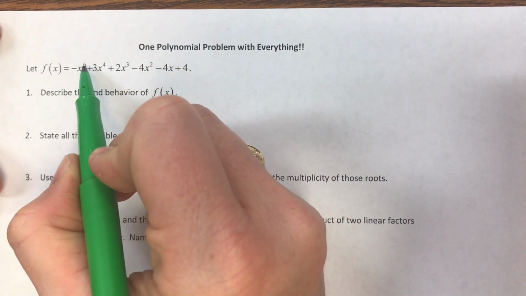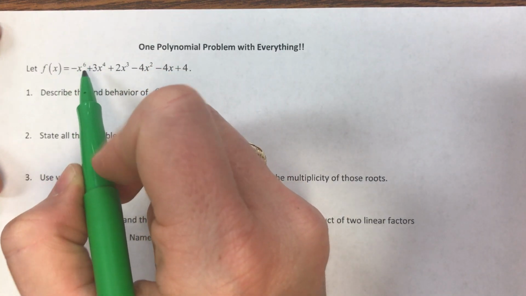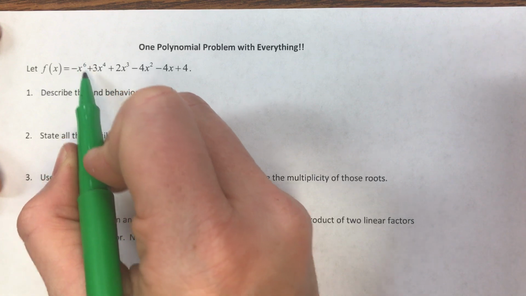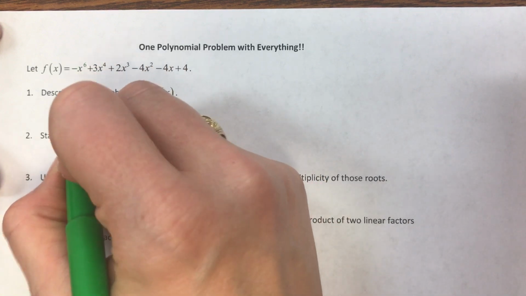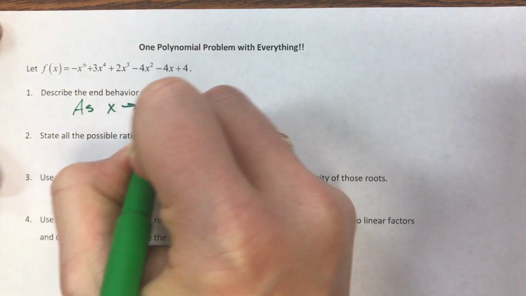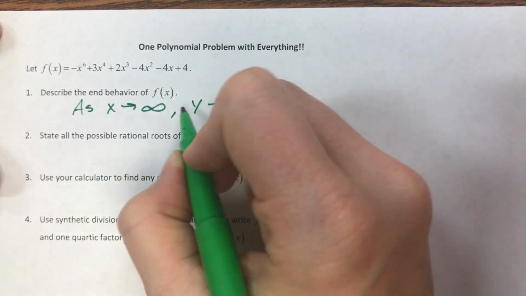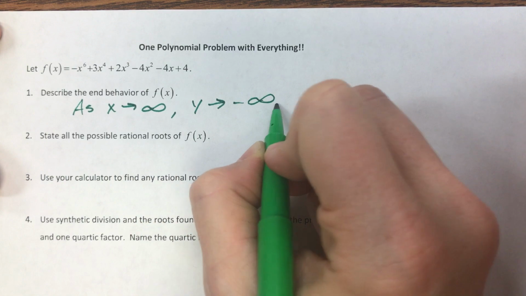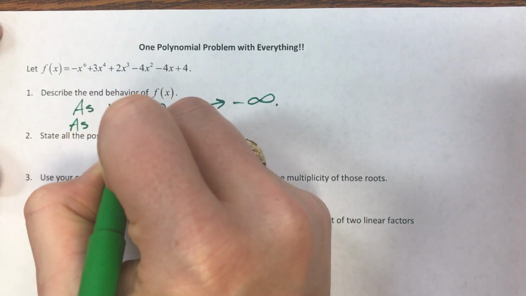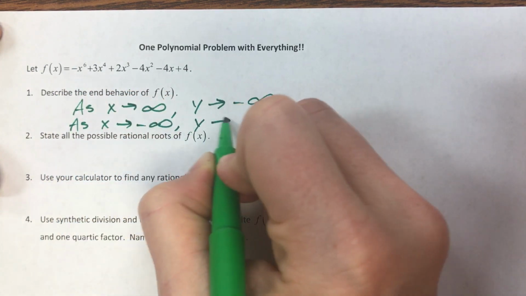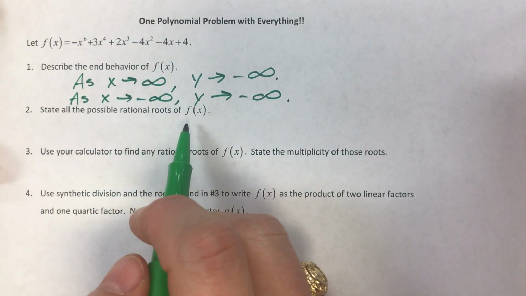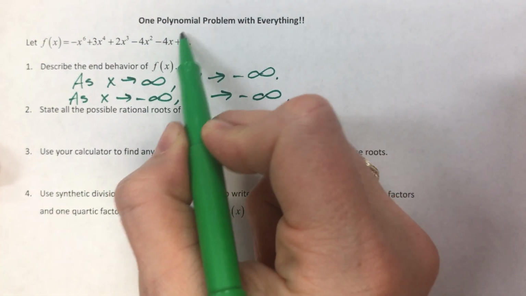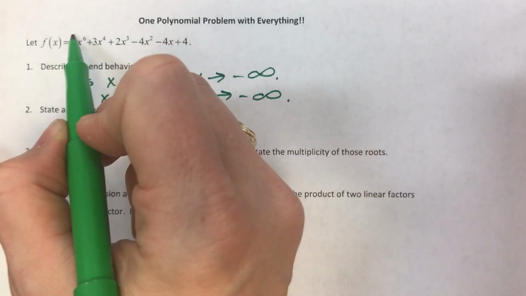Well, we know that this is an even degree function, so they're both either going to be going up or they're both going to be going down. Since the leading coefficient is negative, that means they're both going down. So as x goes to positive infinity, f of x goes to negative infinity. As x goes to negative infinity, y also goes to negative infinity. That's our end behavior.